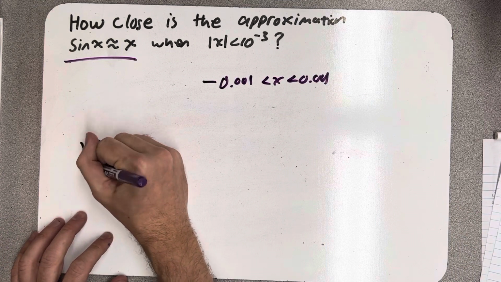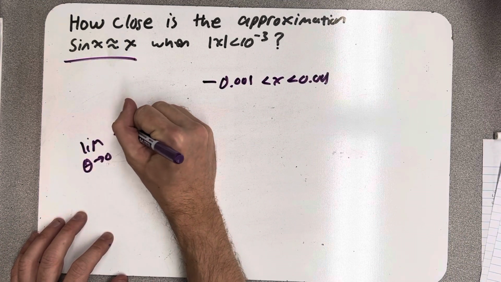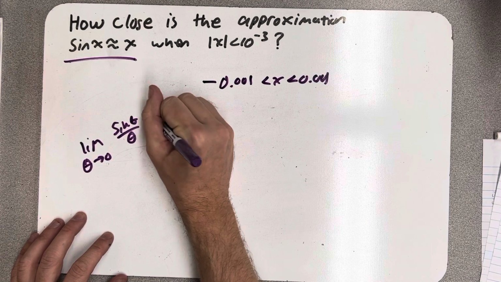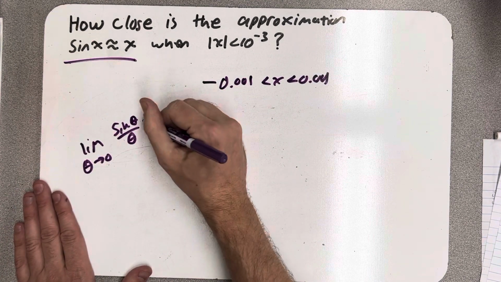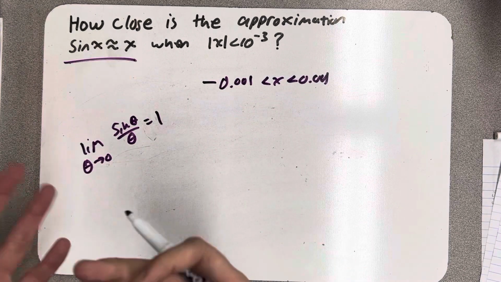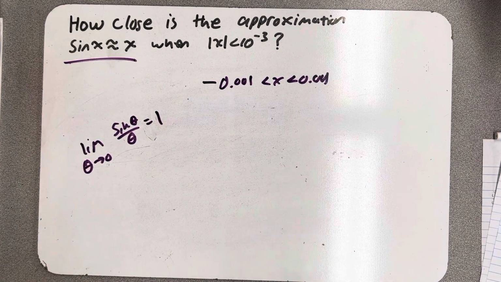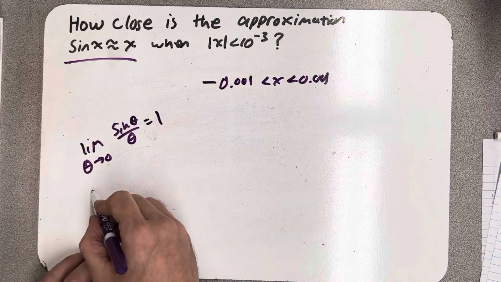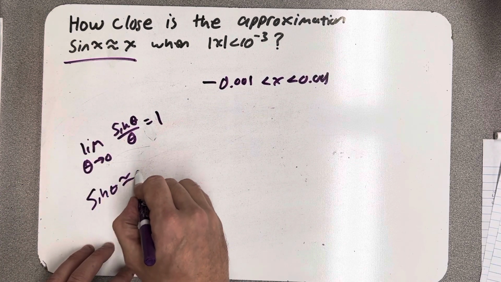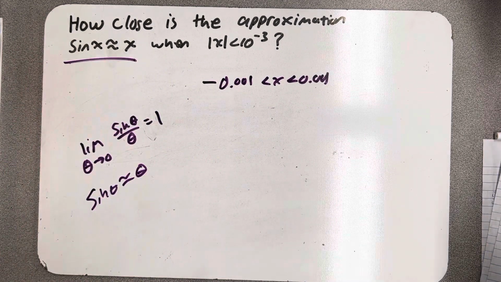The first time we met that was back in Calc 1 with this limit, which you might have established using the squeeze theorem and some areas. You might have looked at the unit circle. Later on, you could use L'Hopital's rule. In Calc 2, we can actually use a Taylor series to show that this limit is 1. But the idea is that the closer theta gets to 0, the closer sine and theta get to being the same thing, which is where this is coming from.